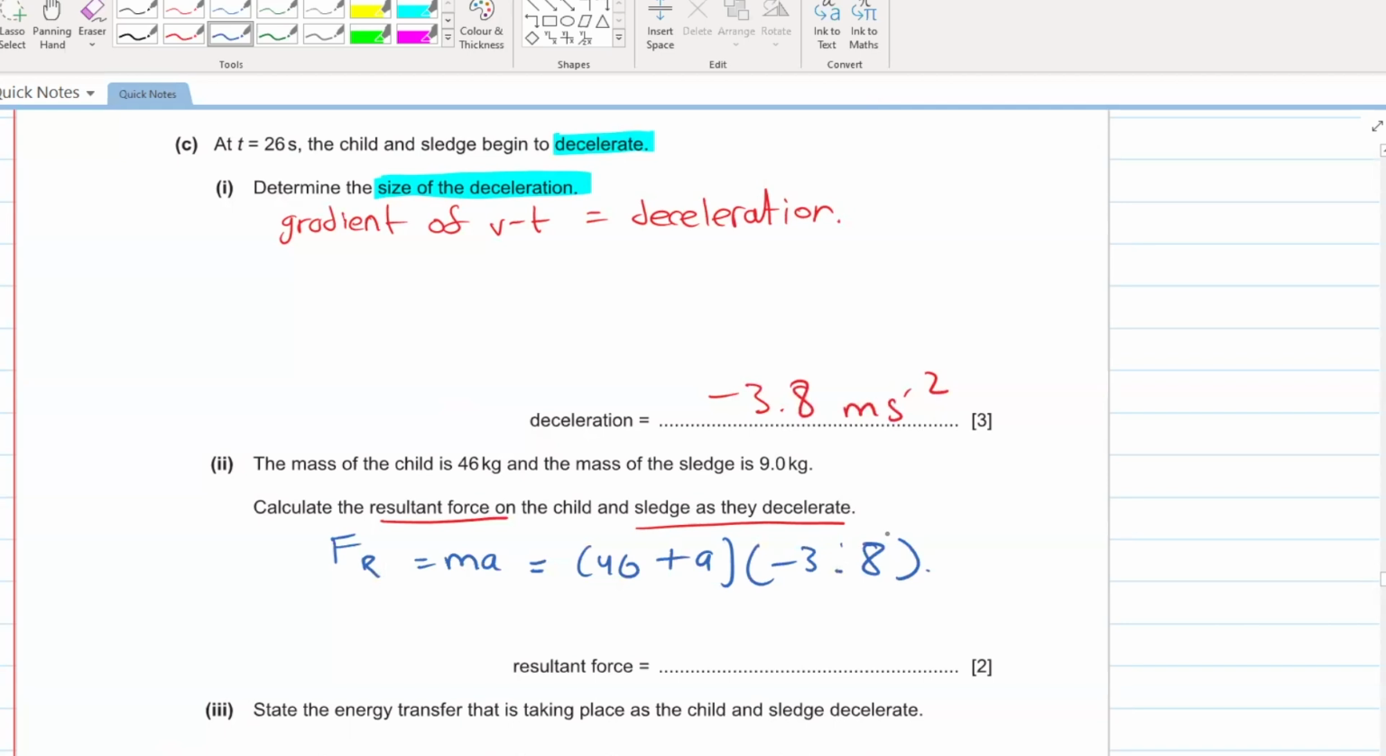Yes. 46 plus 9 multiplied by 3.8 gives you an answer of 209. 209 Newton is your resultant force. You can ignore the sign when you are giving the resultant force answer. Let's further move ahead.